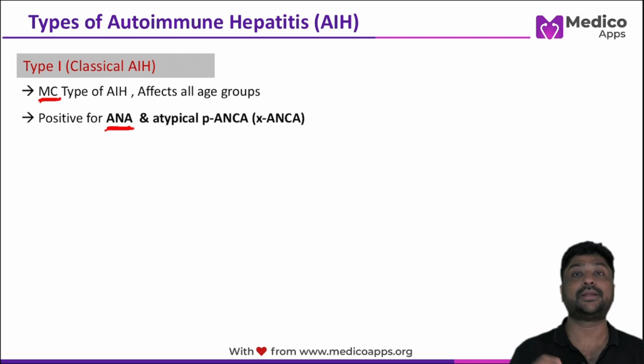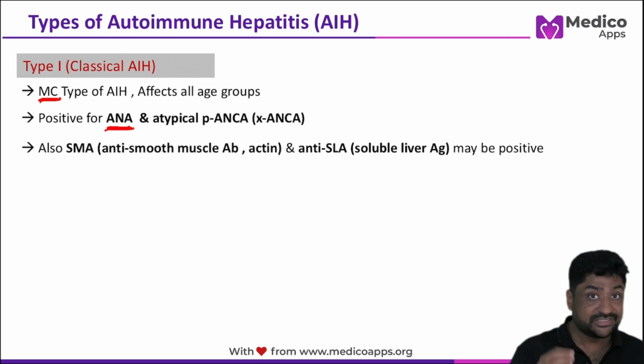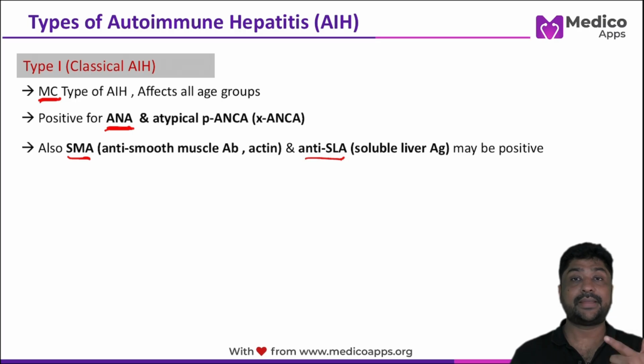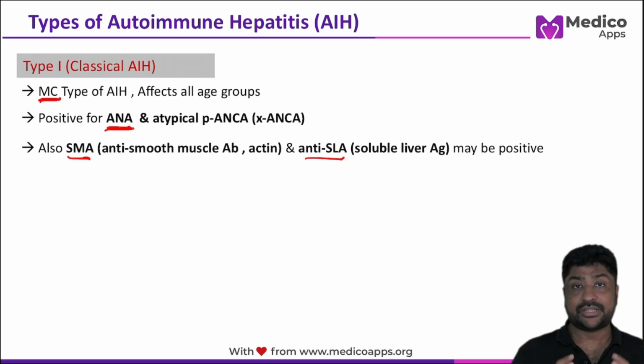Note that this is not the classic C-ANCA seen in GPA. You may also find positivity for SMA, that is anti-smooth muscle antibody, and anti-SLA, that is soluble liver antigen. These antibody profiles help differentiate it from other types and also from viral hepatitis or drug-induced hepatitis.